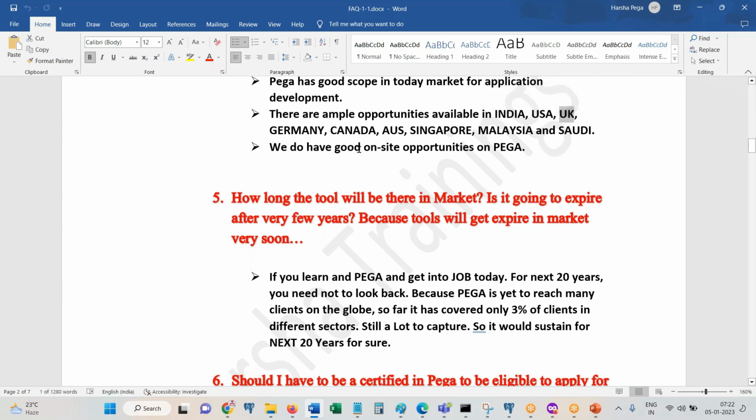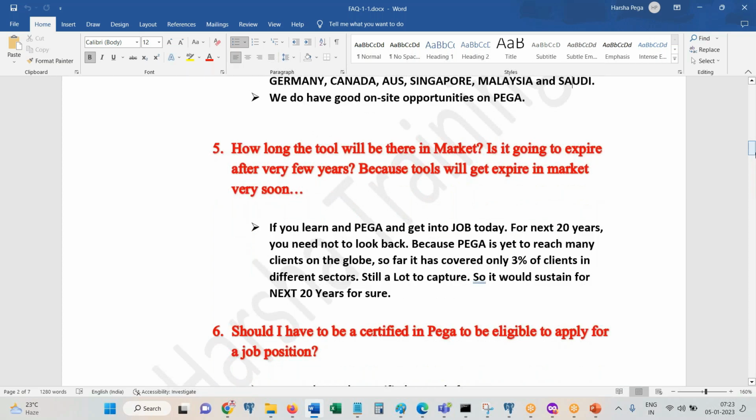Okay, and UK, Germany, countries like Saudi, and I think there are people in this batch even from Atlanta, those places also. Okay, we have people across the globe in this batch, and almost all companies have good opportunities in PEGA. The only main point is you should have that knowledge. Okay, you should have good knowledge.